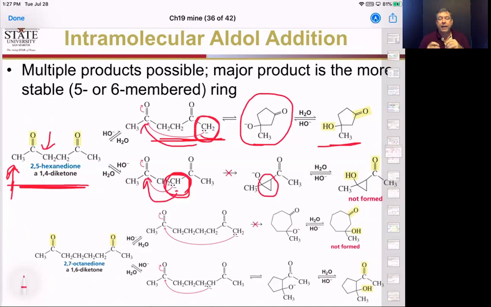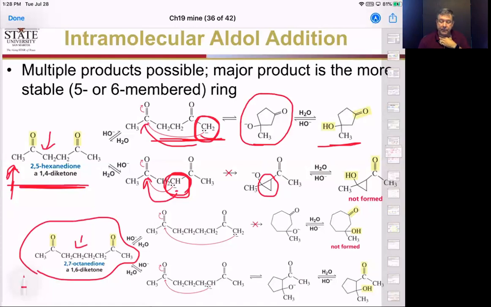So if we had a longer chain in the middle, we can actually deprotonate those inner ones and still form a 5 or 6-membered ring. So let's take a longer one here. This is a 1,6 diketone compound, meaning we have 4 CH2s in between the 2 carbonyls.